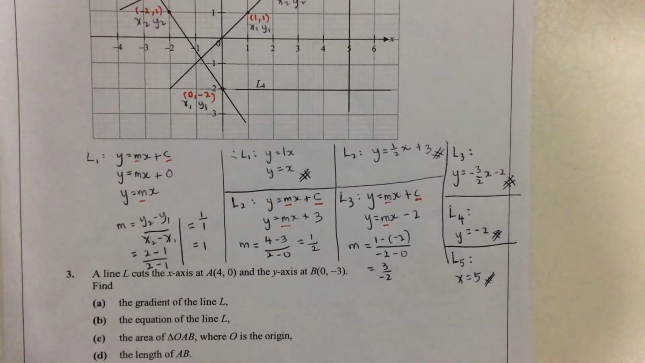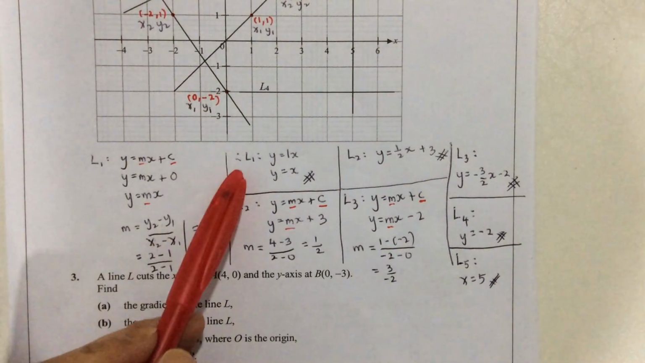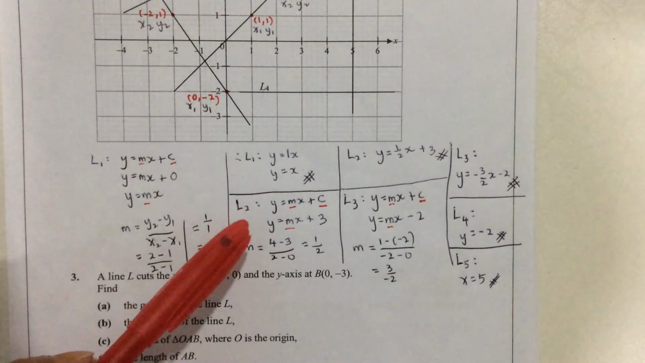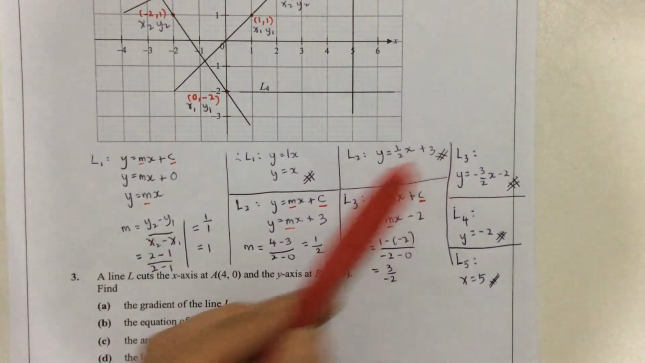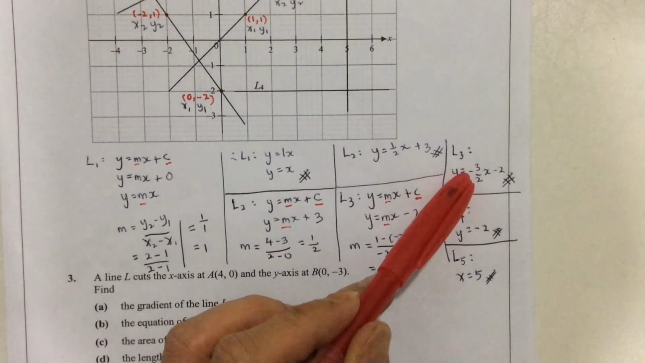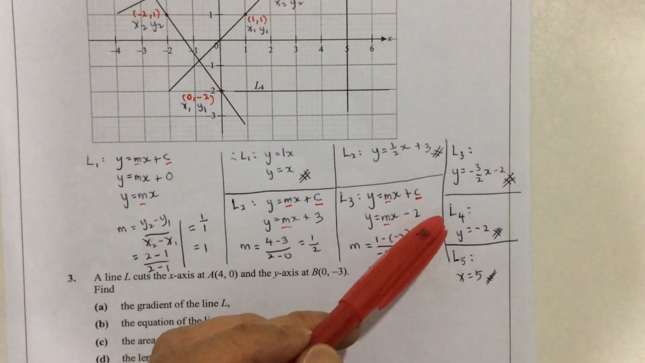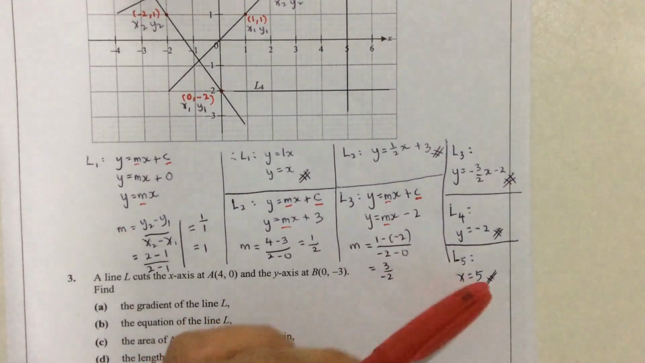Okay, so those are the answers for question number 2. The first answer, line 1, will be y equals x. Line 2 will be y equals half x plus 3. Line 3 is y equals negative 3 over 2 x minus 2. Line 4 is y equals negative 2. And line 5, x equals 5.